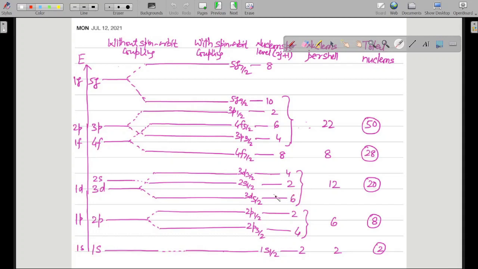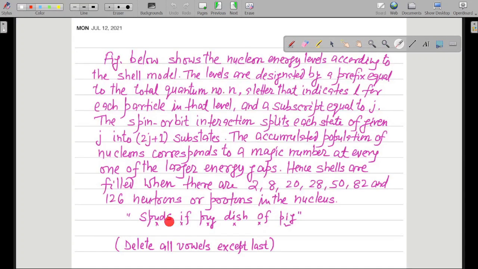So 6, then 2 into 1 by 2 plus 1 is 2, 2 into 3 by 2 plus 1 is 4. Now 6 plus 2 plus 4 is equal to 12. We have already done 2 plus 6, that is 8 nucleons over here. Now there are 12 nucleons, so 8 plus 12 will be equal to 20 total nucleons. Now 4f will be there. After s there is f. How did we come to know?